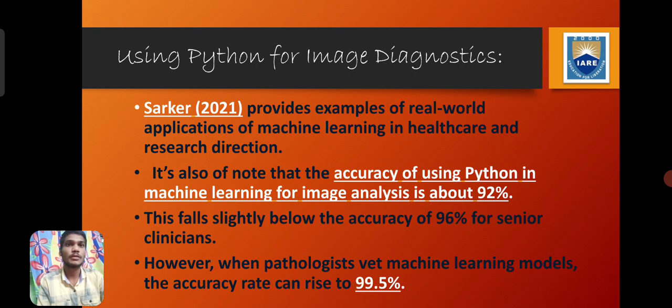Sarkar 2021 provides examples of real-world applications of machine learning in healthcare and research. It is also noted that the accuracy of using Python in machine learning for image analysis is about 92%. This falls slightly below the accuracy of 96% for senior clinicians. However, with pathologists working with machine learning models, the accuracy rate can rise to 99.5%.